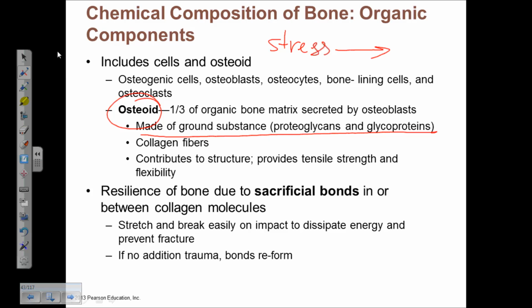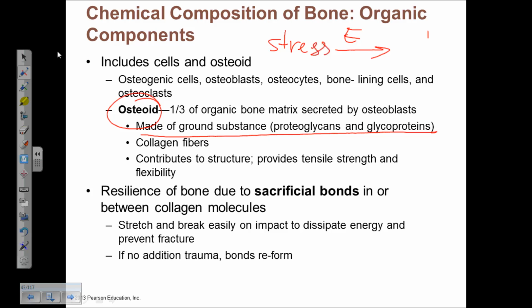What is stress? Stress is when we apply energy to a certain object. Do you agree with me? When we apply energy to the object, we put the object under stress. I'm applying energy and I'm putting the table under stress. Make sense? So we apply energy to the bone.